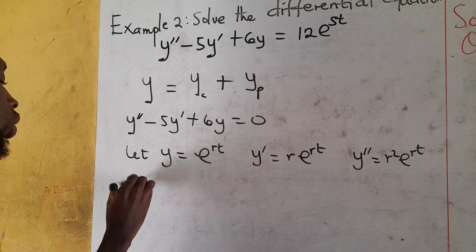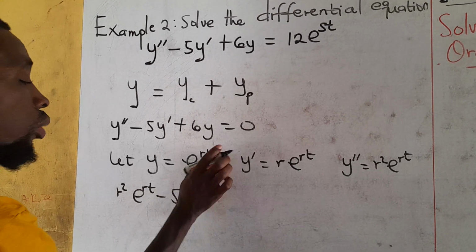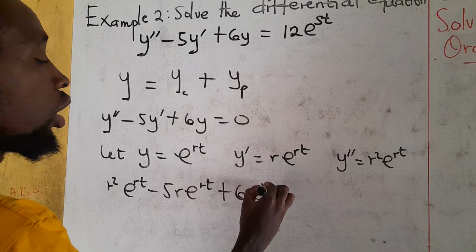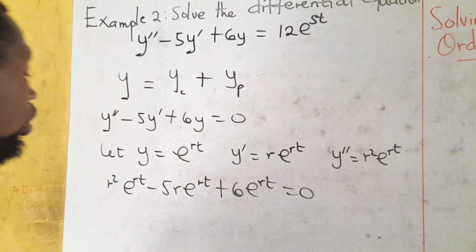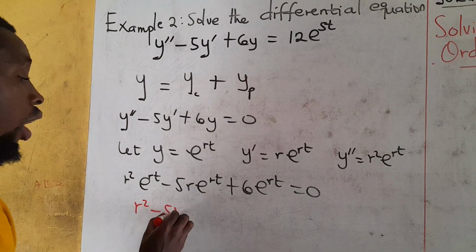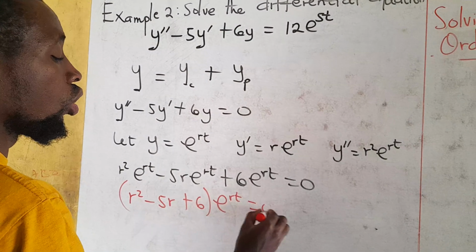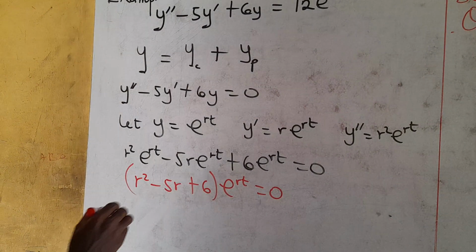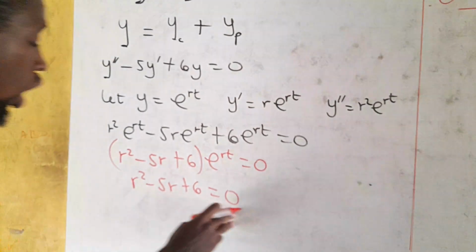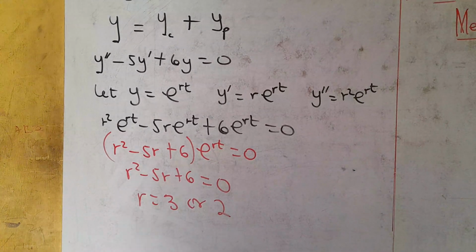So we have r^2 e^(rt) - 5r e^(rt) + 6e^(rt) = 0. What's common? e^(rt) is common, we bring it out. So we have (r^2 - 5r + 6)e^(rt) = 0. When we divide both sides by e^(rt), we get r^2 - 5r + 6 = 0. And when we solve this quadratic equation, our r will be equal to 3 or 2.